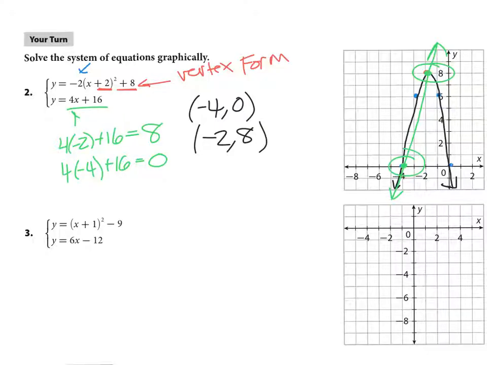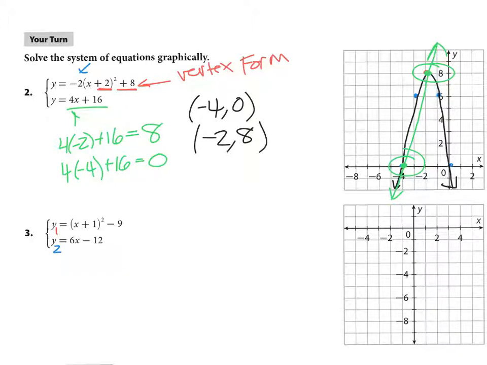Okay, now what I'm going to do in the second example here is I'm not going to graph it by hand. Instead, I'm going to put this in for y1. I'm going to put this in for y2. So I'm going to type those in on the calculator. Got x plus 1, quantity squared minus 9, and then I have 6x minus 12. Then I'm going to graph it. Now remember, what I'm looking for here is the point of intersection. So make sure on your graph itself you can see where they intersect.